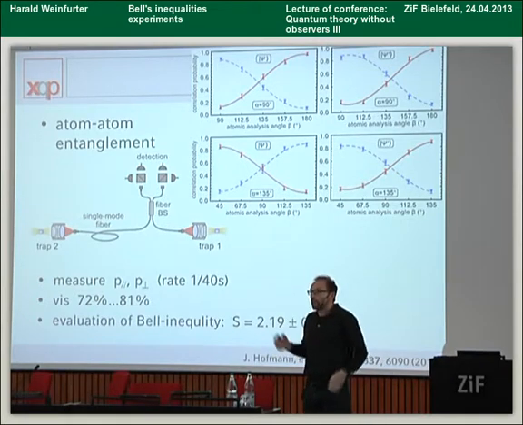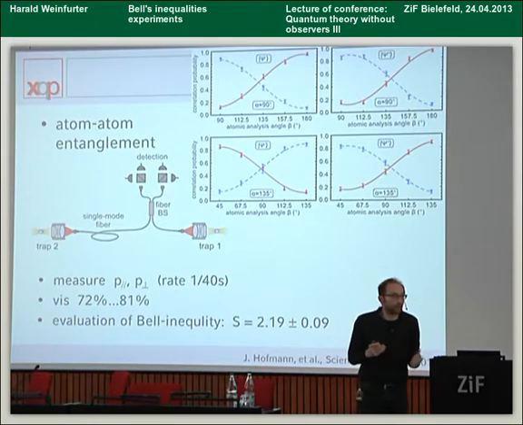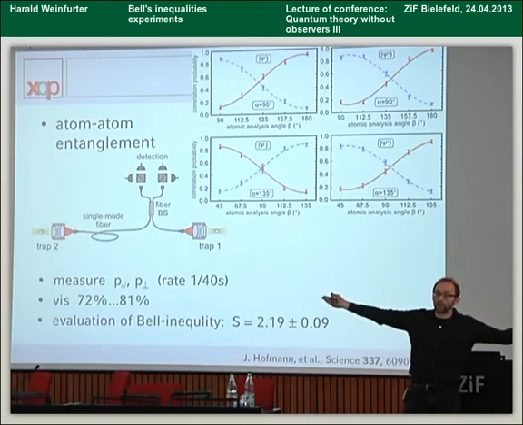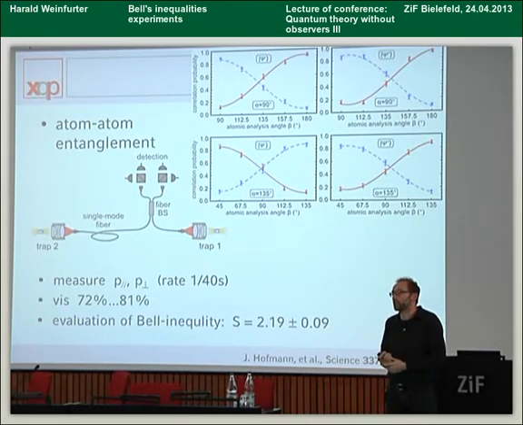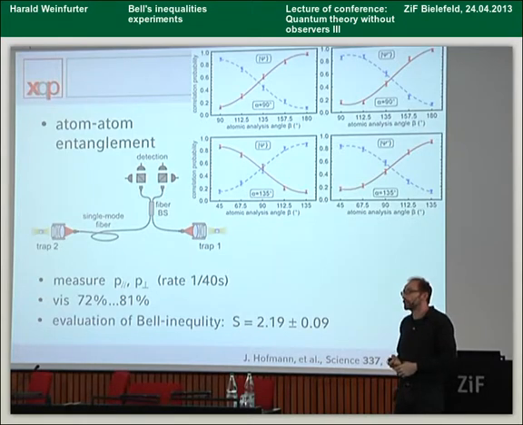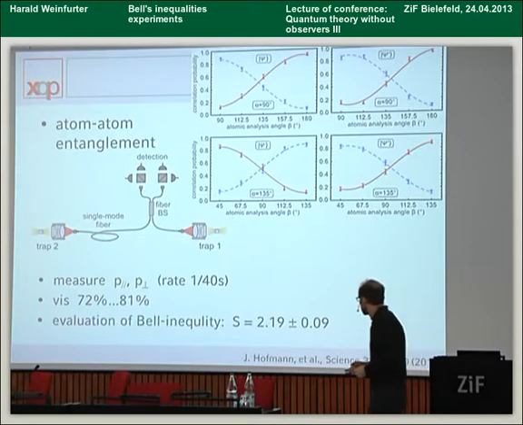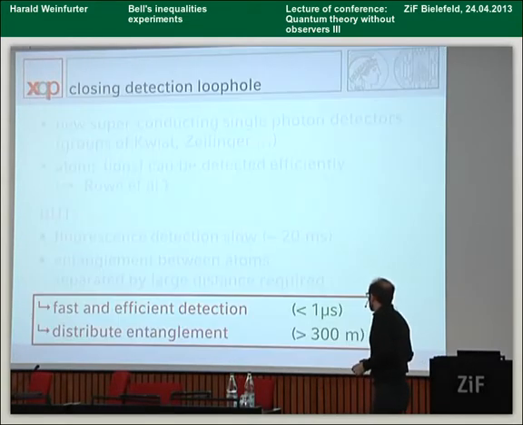So that's 20 meters and perfect detector. So what I said before is we now need, of course, a larger distance and much, much faster detectors, because the detection procedure here takes about 20 milliseconds. So how to get there?